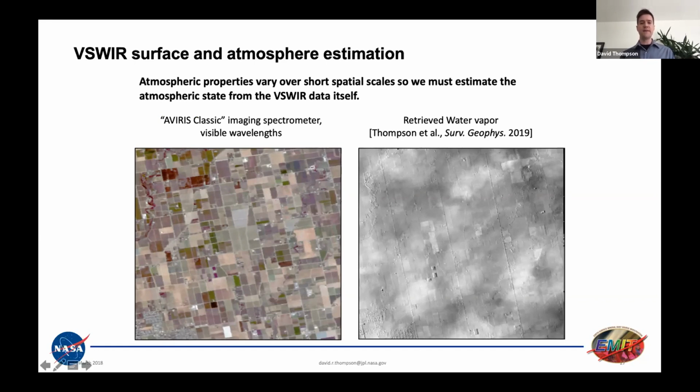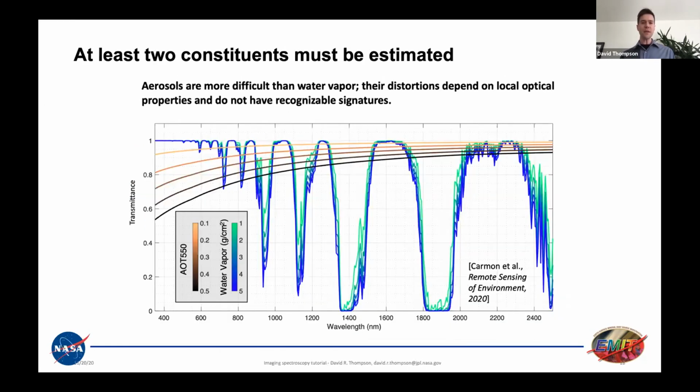Here's an example of a water vapor field, with intensity representing the concentration of the water vapor over these farms in the Central Valley of California. This is an AVIRIS image that we were testing on, and you can see that, of course, we can resolve all of these very fine scale structures. So really, we need to figure out what the atmospheric composition is using the spectrum itself in order to ensure that we get the accuracy we need.